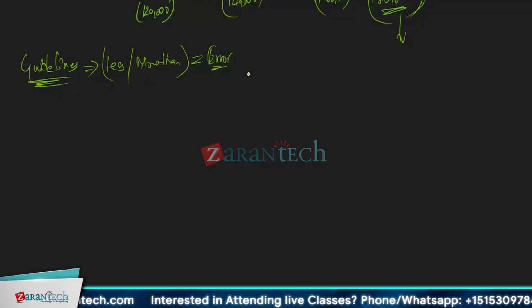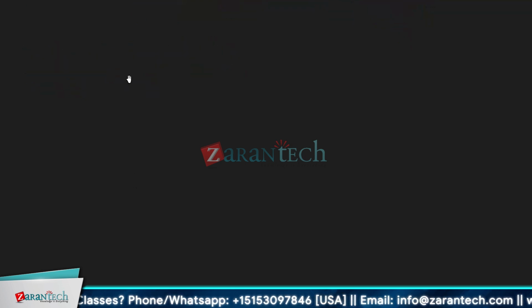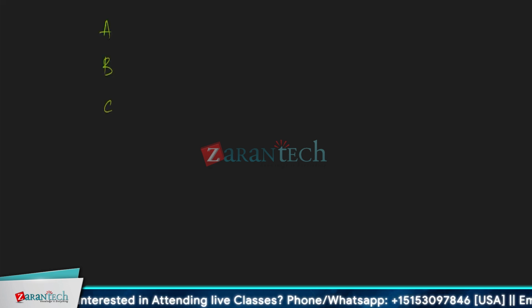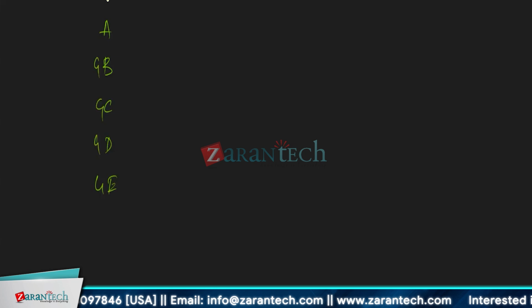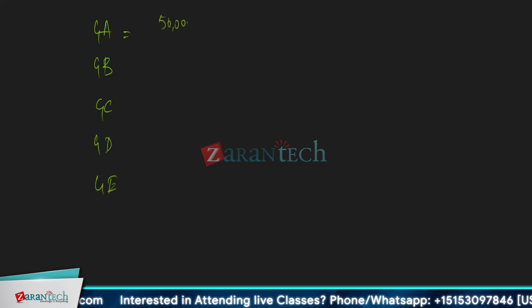Some companies will have overlapping grades. Let's say in a company, and I have worked with a lot of companies where there are a huge number of overlaps, there is grade A, grade B, grade C, grade D, and grade E. Let's suppose these are different grades that these companies have. Grade A maybe, let's say, 50,000 to 90,000.